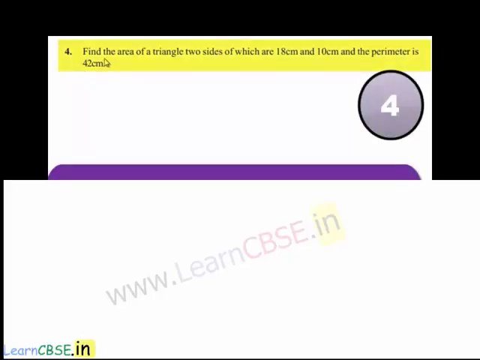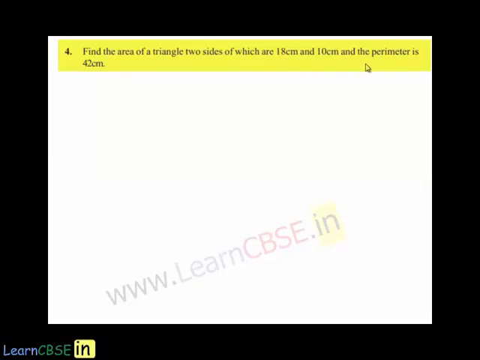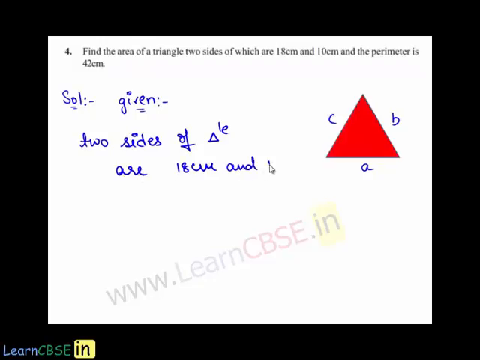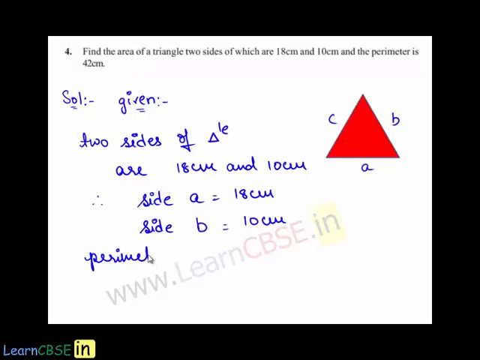Let us move on to the fourth question. Find the area of a triangle, two sides of which are 18 centimeters and 10 centimeters, and the perimeter is 42 centimeters. Let's move on to the solution. So let us consider a triangle. Let its sides be a, b and c. So given in the question, two sides of the triangle are 18 centimeters and 10 centimeters. Therefore, let the side a be 18 centimeters and side b is equal to 10 centimeters. And also given that the perimeter of the triangle is equal to 42 centimeters.